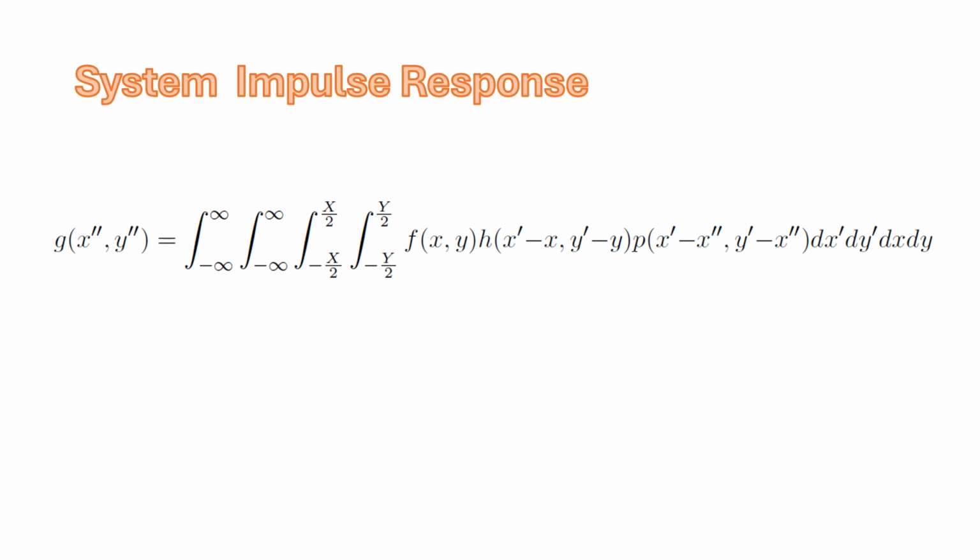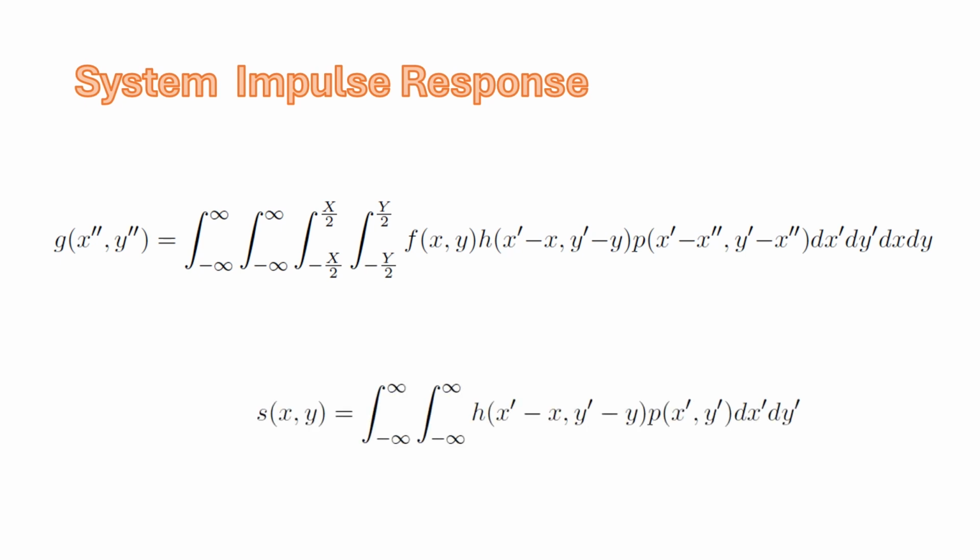So if we look at this again, here's our general transformation of the signal from the object distribution to the measurements. We could integrate first over the prime variables, so the object field doesn't depend on that. And with respect to the prime variables, we get a system impulse response, which is the convolution of the optical response with the pixel response.